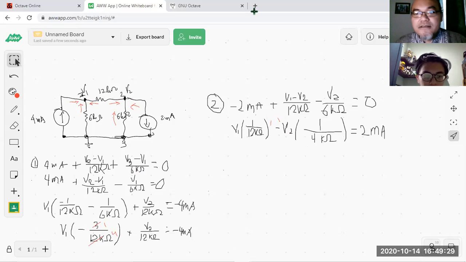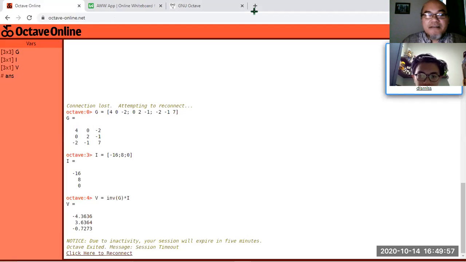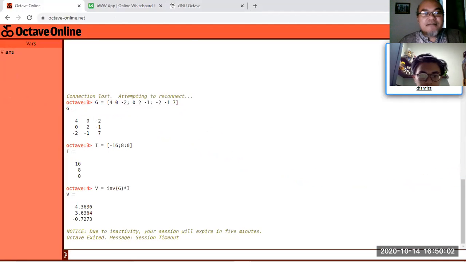Any questions so far from other students? No question. So I think it's correct. After you do this, to solve V1 and V2 you can use Gaussian elimination, you can use substitution, or you can use Octave or MATLAB, like I have demonstrated here.